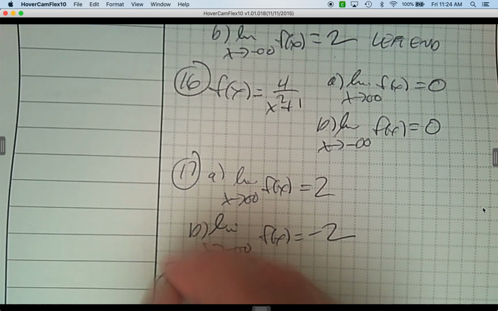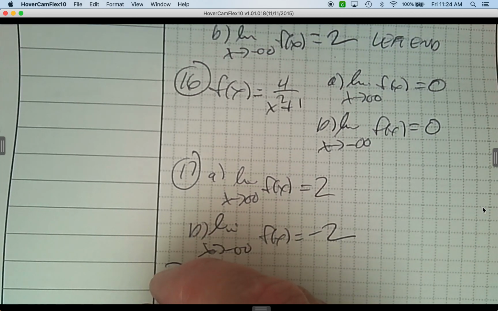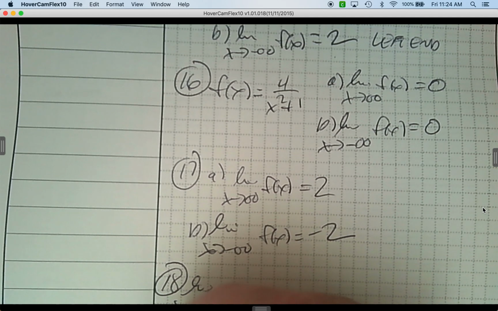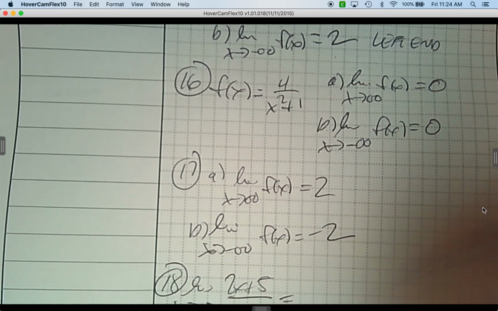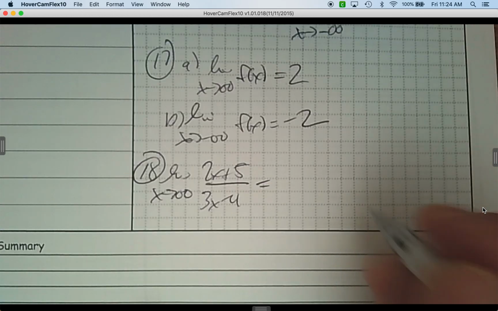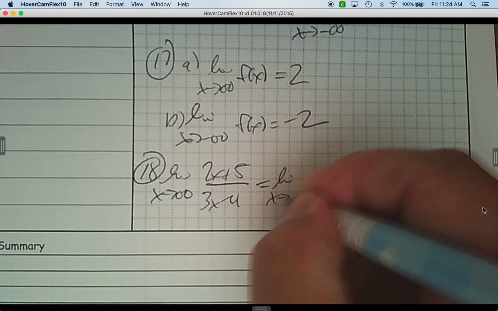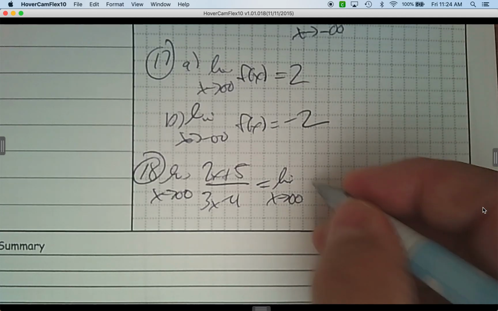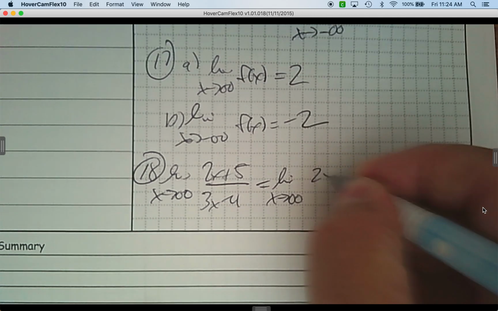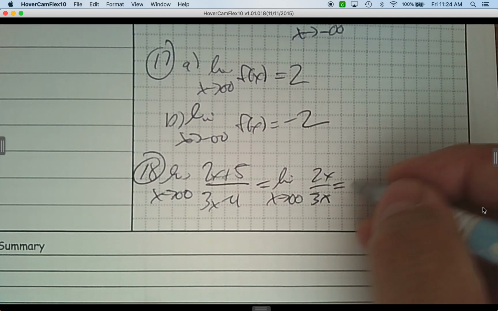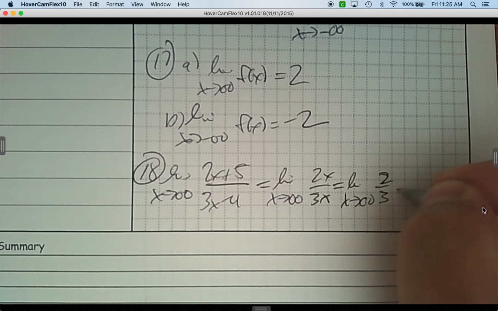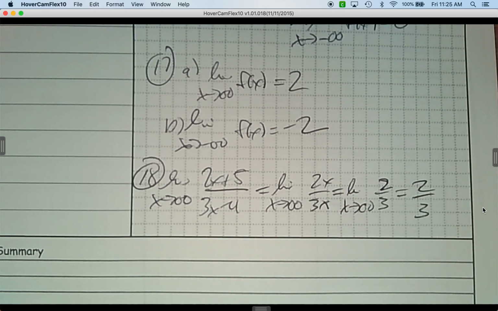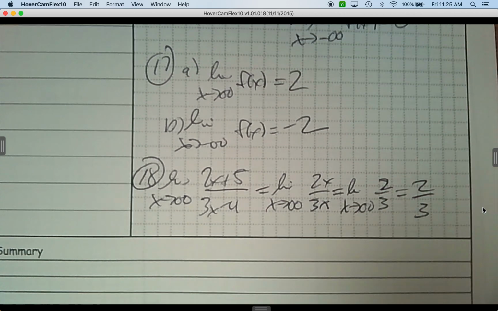Number 18. Sorry, the limit as x approaches infinity of (2x + 5) over (3x - 4). This is asking for end behavior. So the limit as x approaches infinity, that's the right end. Just use the power terms. That's 2x over 3x, and that simplifies to just 2/3. And once it's a constant, that is the answer. So the right and the left end are approaching 2/3.